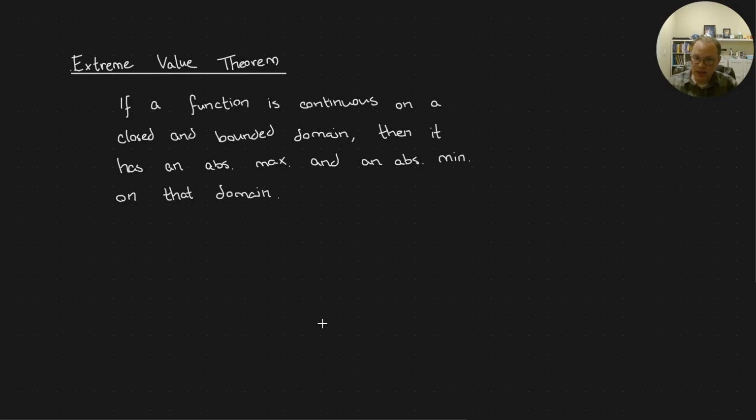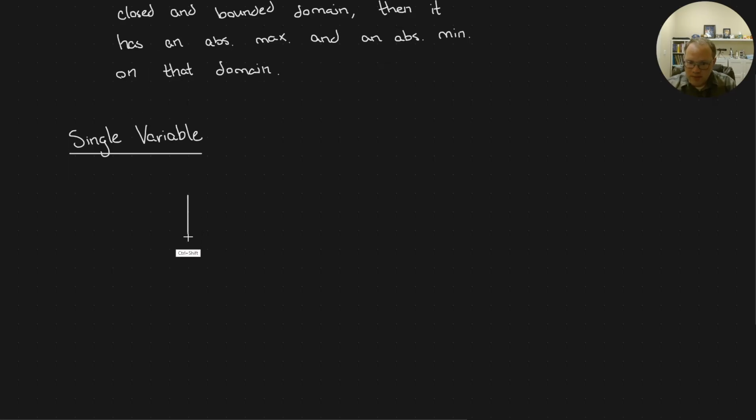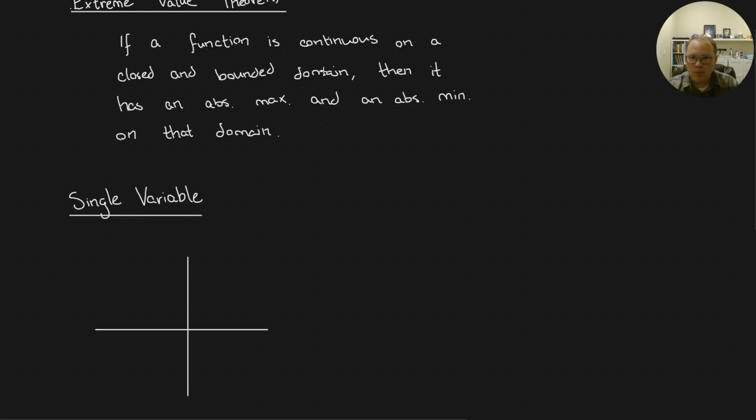Okay? Now, if those conditions are met, then for sure, guaranteed, it has an absolute maximum and an absolute minimum somewhere on that domain. This is true for the single variable case, and it's true for the multivariable case. Let's look at the single variable case. So if we have some function in the single variable case, now we're going to restrict ourselves to a bounded domain. So we're not just going to shoot off to the positive x direction forever or the negative x direction forever. We're going to limit ourselves between two values. We're going to bound ourselves.